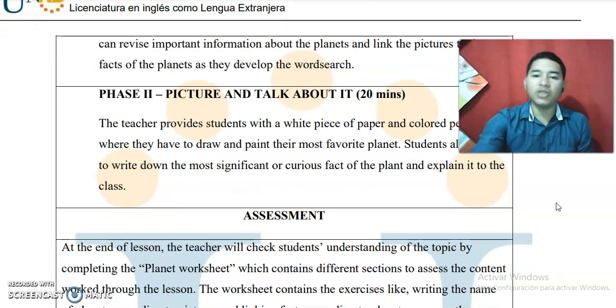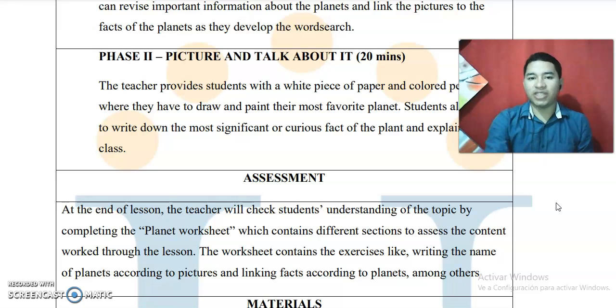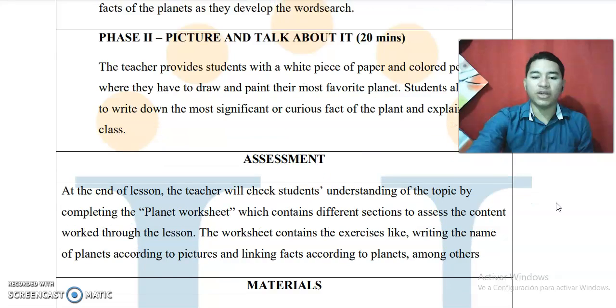How is the teacher going to assess this lesson plan? For this, the teacher can use a planet worksheet that contains different types of exercises. For example, the kind of exercises that we're going to find in this planet worksheet are: they have to associate meaning or facts to pictures, they have to answer open and closed questions, and also multiple choice questions.